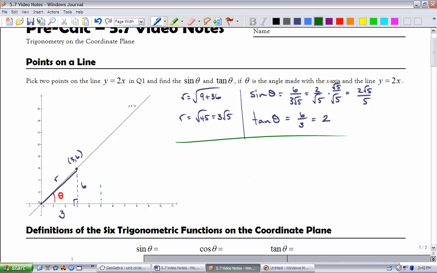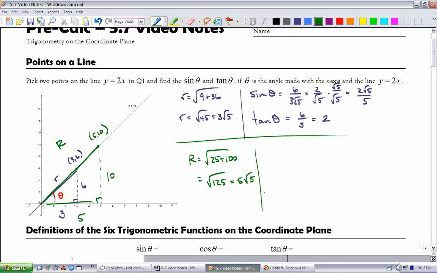Okay? Now, just to switch it up and to prove a point here, I'm going to pick another point. So let's just pick (5, 10). That's on the line y equals 2x. And we create another triangle here. Now this time, the green side here is 5 and the y component is 10. And we need to know now what our bigger radius is. So I'm going to use capital R just to distinguish between the small radius and the large. And this one, by the Pythagorean theorem, is going to be 25 plus 100, or the square root of 125, which turns out to be 5 square roots of 5 if you reduce it.